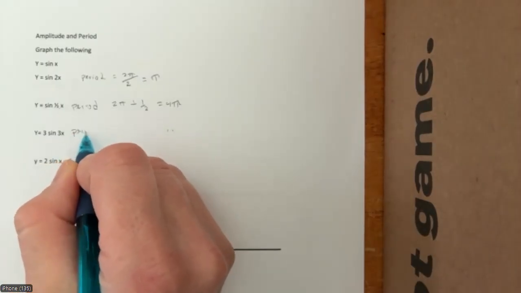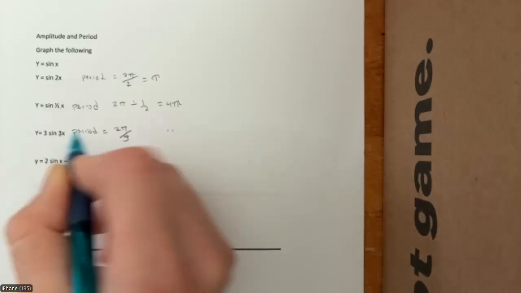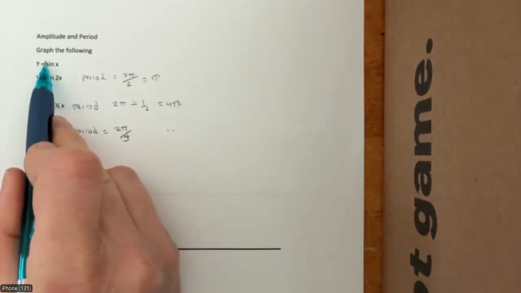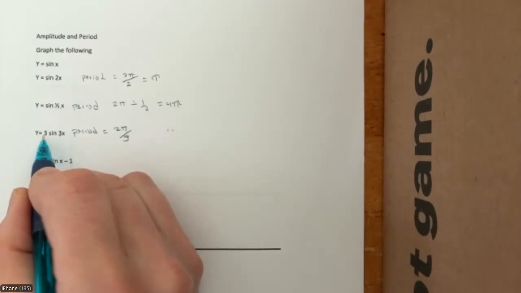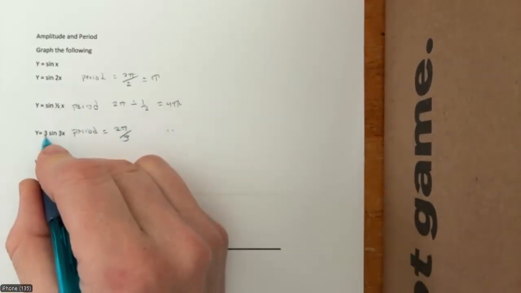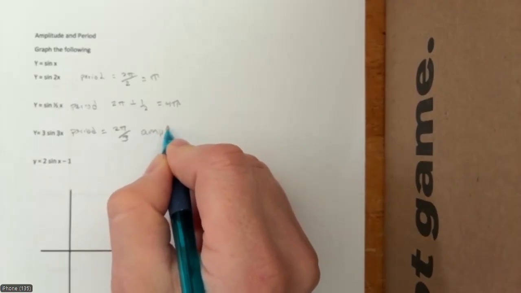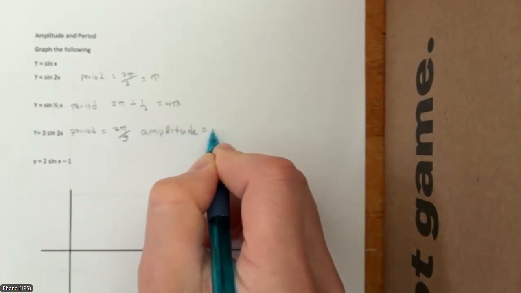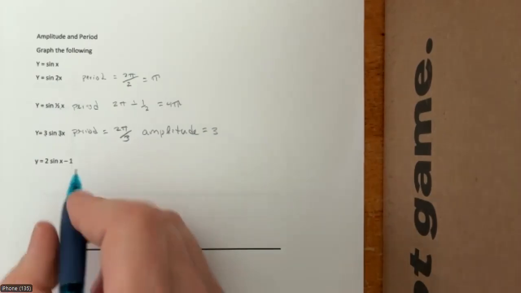And here my period is going to be 2 pi over 3. That's B. Notice that all of these do not have a coefficient other than 1, but this one does. So that is going to be a vertical stretch. So that means my amplitude is 3. So I need my y-axis to go up to 3 and down to 3.